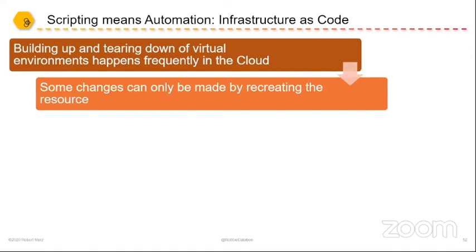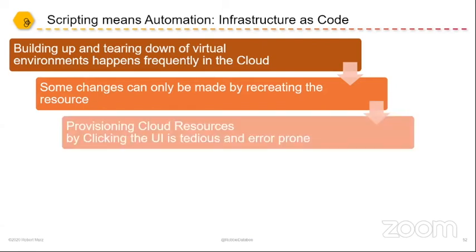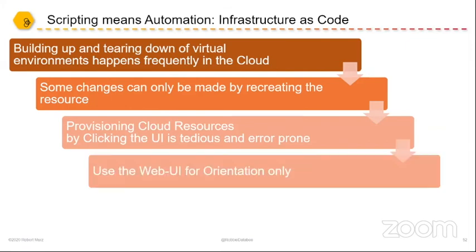This is mainly because some changes can only be made by recreating the resource, for example, changing the IP range of a virtual network. And provisioning cloud resources by clicking in the user interface is very tedious and error prone. You will find yourself abbreviating and leaving out comments at the latest the third time you recreate the same resource, and you are making typos and all this kind of stuff.